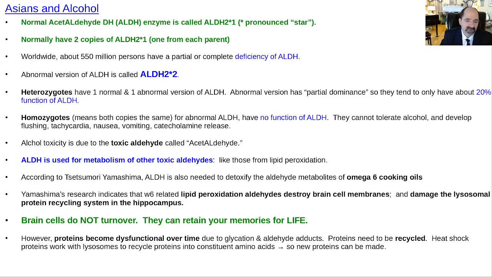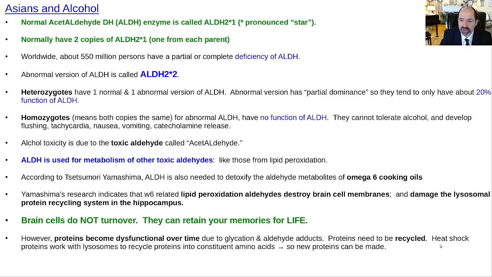Your brain cells are different than, let's say, the stem cells of your gut. Brain cells don't turn over. They keep memories of your entire life. But what a brain cell has to do is recycle its proteins. The proteins within a cell become damaged over time. They get glycated. They can have protein adducts from toxic aldehydes. And so they have to be taken to the lysosome and broken down into their constituent amino acids, and then new proteins made from those. That's a normal recycling process that our body does all the time.